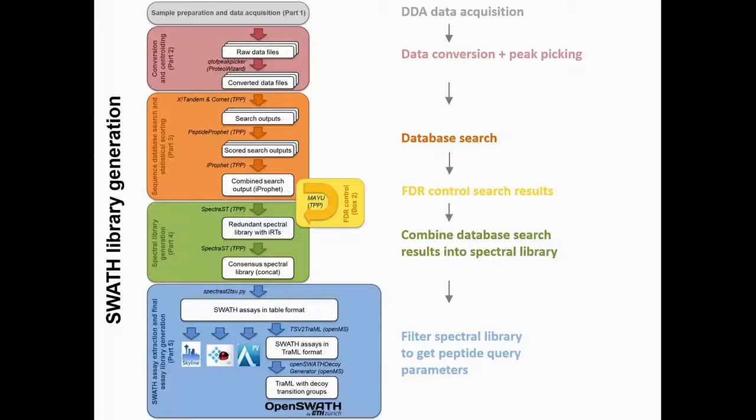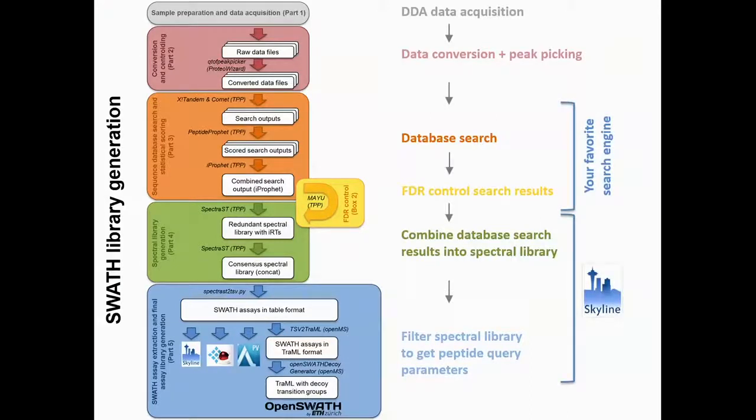Once you have the spectral library, it's just a matter of filtering this, as I said, to get a set of parameters that you can then use in one of these downstream software tools. We're going to use Skyline and OpenSWATH during the week. This is Spectronaut, which Lukas Reiter will talk about probably on Friday. PeakView is the one from SCIEX, and by now I'm sure there are others.